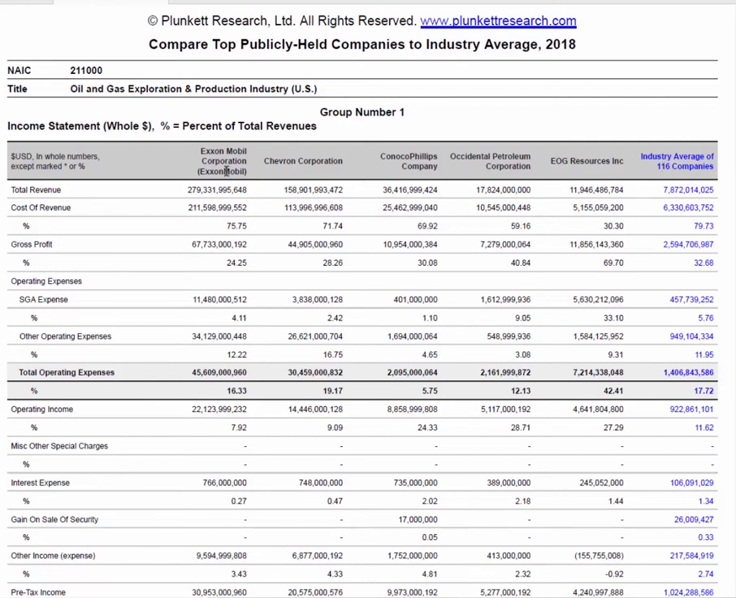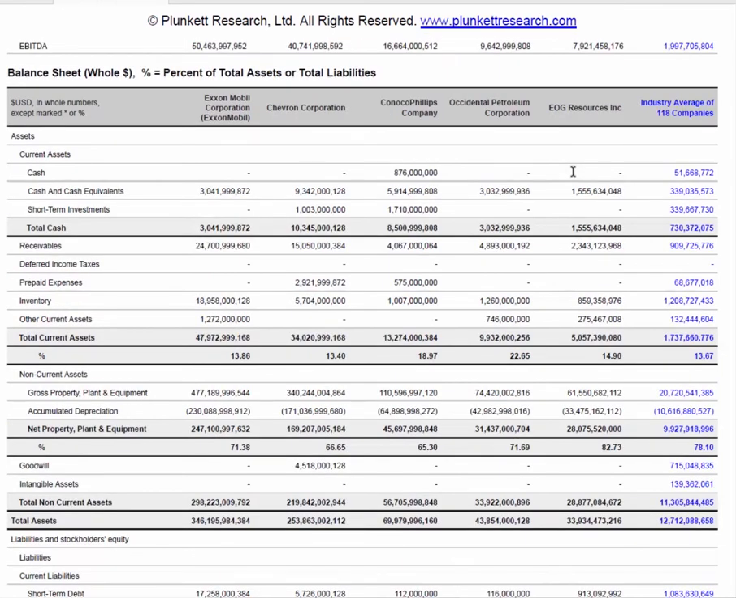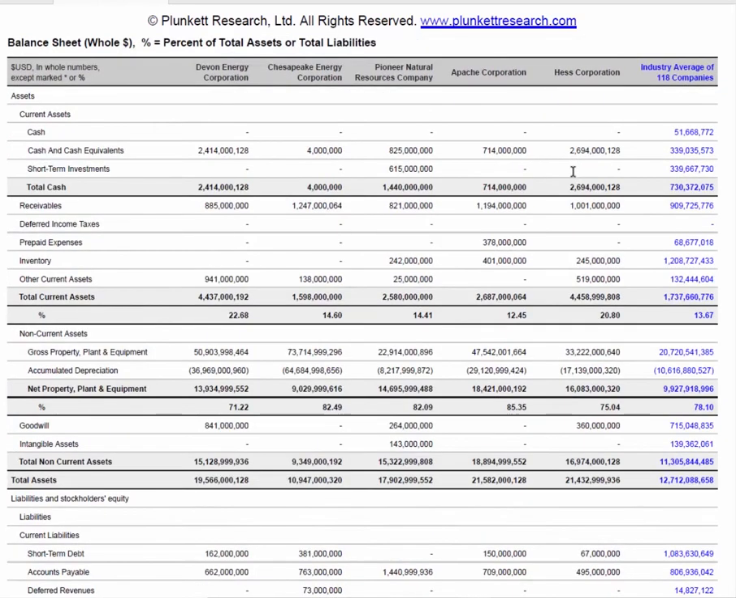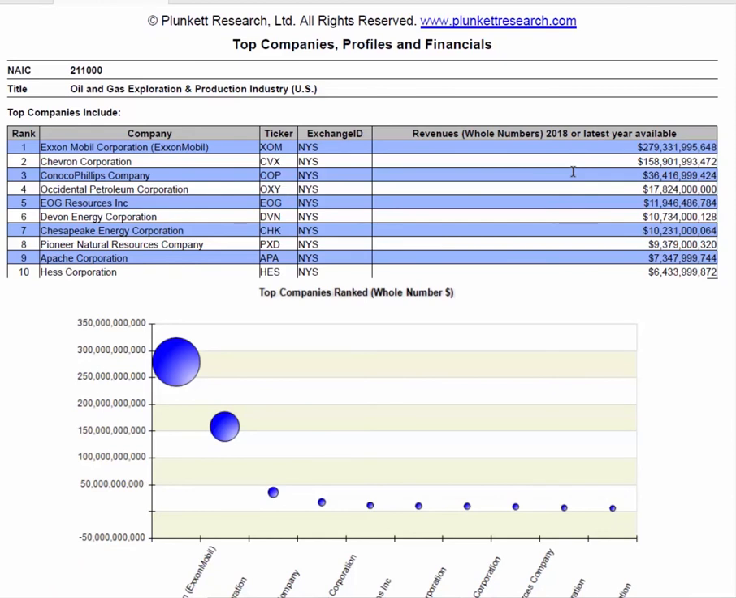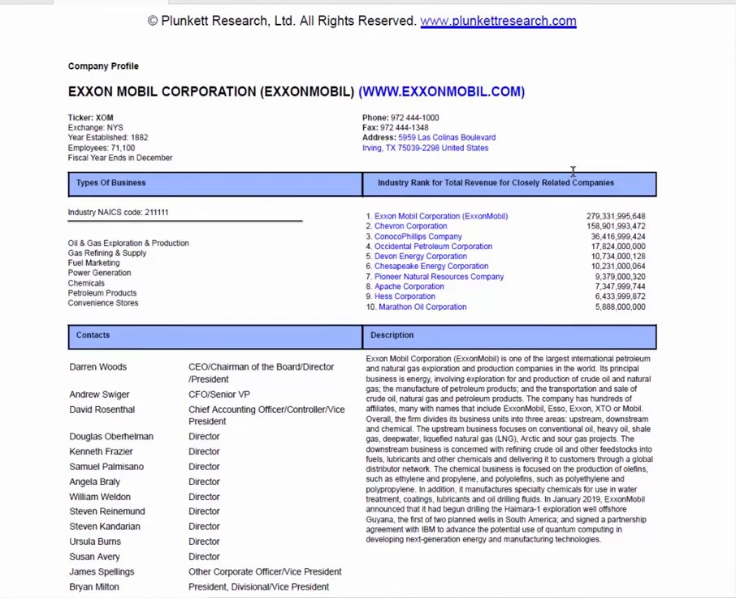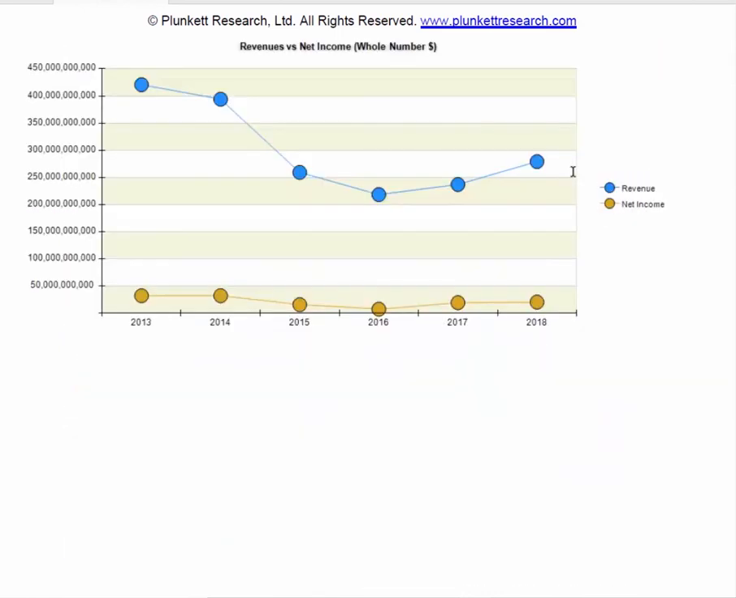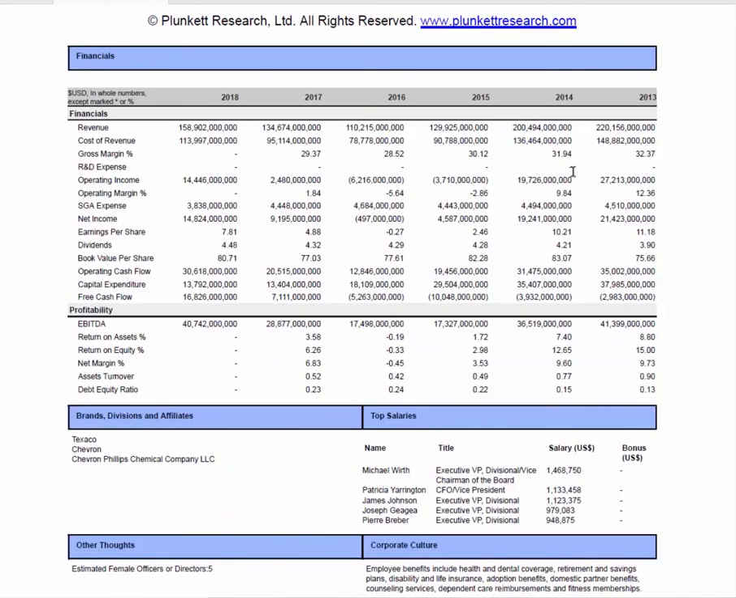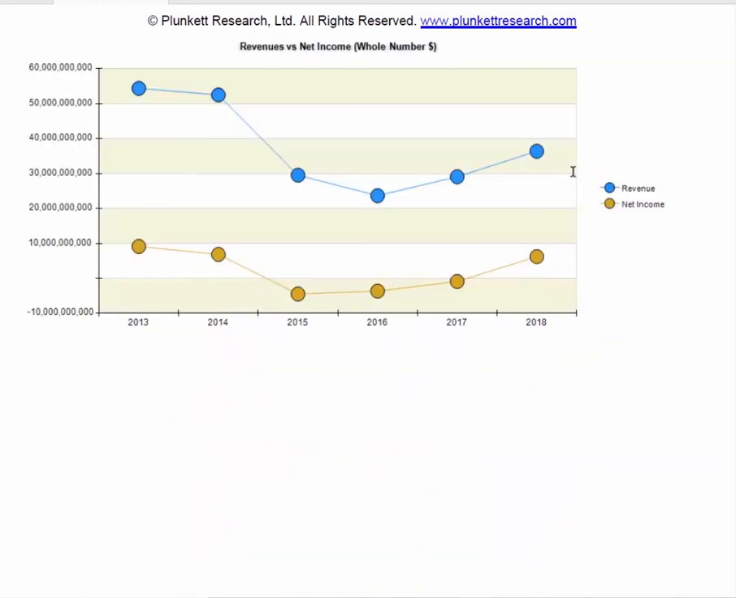So here, for instance, is ExxonMobil or Chevron's comparison to the industry average. Again, really useful numbers. You can benchmark several different ways all in one report. Balance sheet comparisons, cash flow comparisons for the top companies. Then finally, we give you profiles and financials of the top companies. Again, really useful package in one place to get lots of information on how the companies perform, how their performance is compared to the industry, how this industry performs to all industries, and a quick look, including financial summaries, of the top companies within the industry.